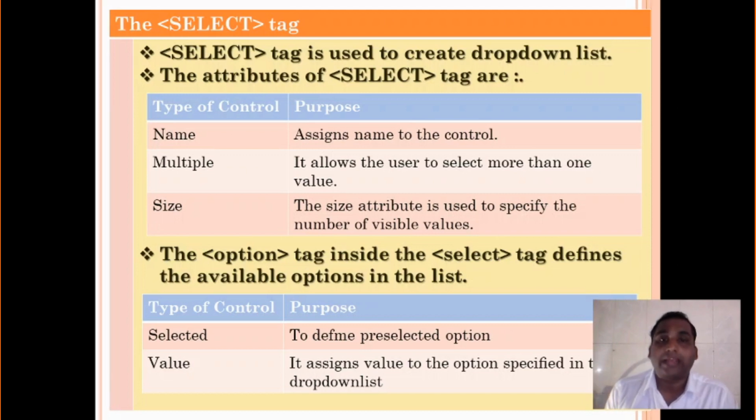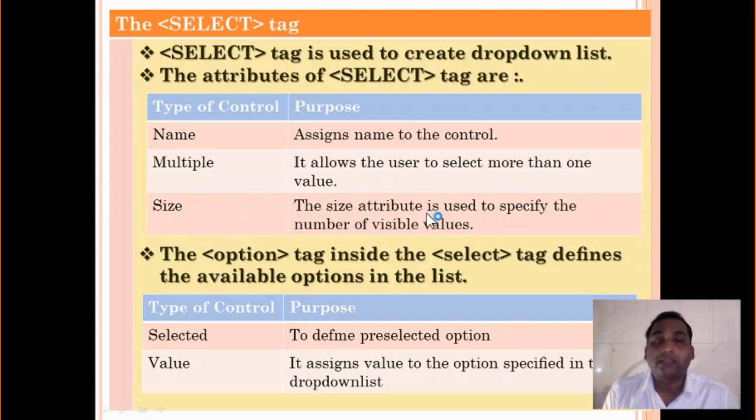Select tag. The select tag is used to create a drop down list or a list box. Drop down list, when you click, a list appears. The attributes of the select tag are name, multiple and size. Name, as I already said, should be given to all the form controls. Multiple allows the user to select more than one value.